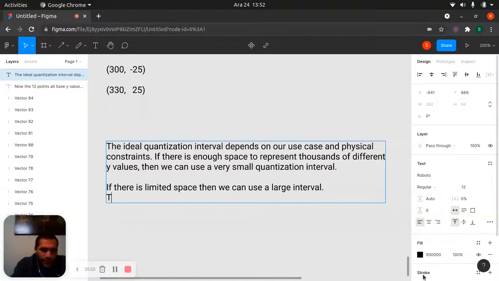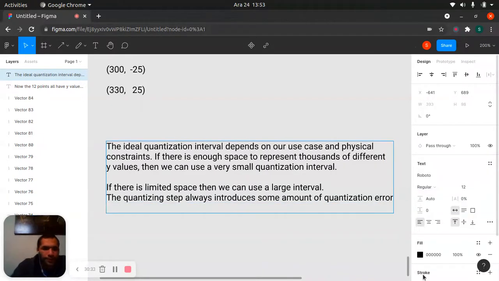The quantizing step always introduces some amount of quantization error, which is measured by comparing the actual signal value with the quantized value at each sample point.